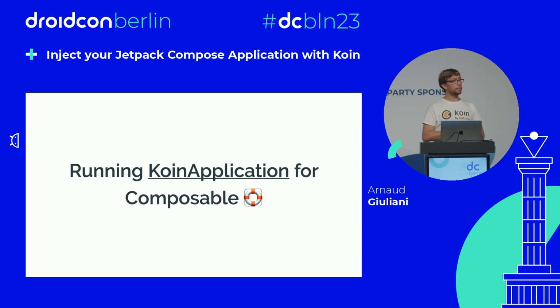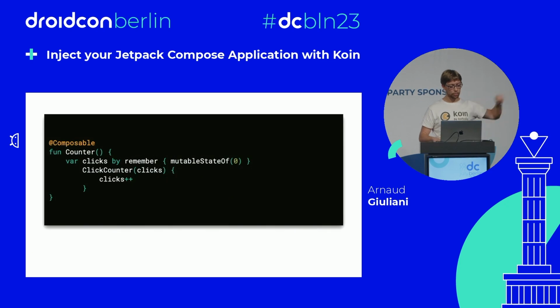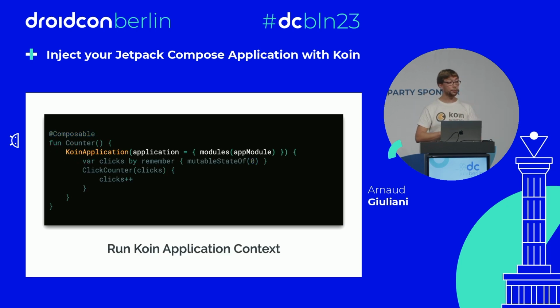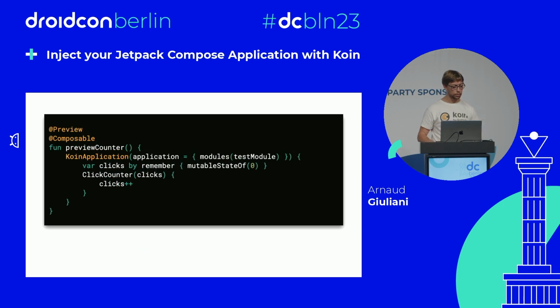There is a Koin application composable function to let you run a Koin context. For example, we have our composable here that is running the click counter, and what you can do is just run Koin application, and you can specify the configuration of your Koin application. That's cool because then you can define here directly the context of your Koin application, and even more, we can trigger a preview easily with that.